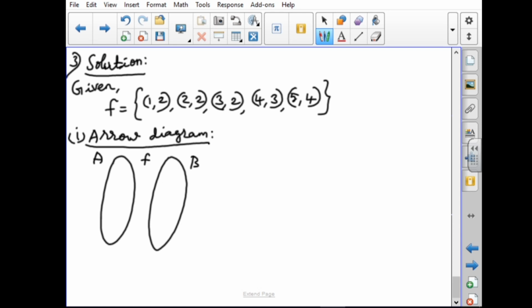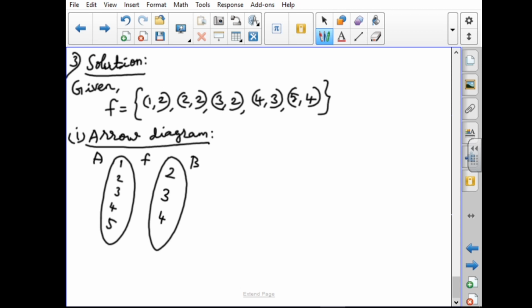See here, the first elements, you have to write in the set A. The second elements you have to write in the set B. So the first elements are what? 1, 2, 3, 4, 5. You have to write here 1, 2, 3, 4, 5. The second elements 2, 2, 2 repeated 3 times, but you have to write one time only 2. Next one 3, that is one time. Next 4 also one time, you have to write like this.